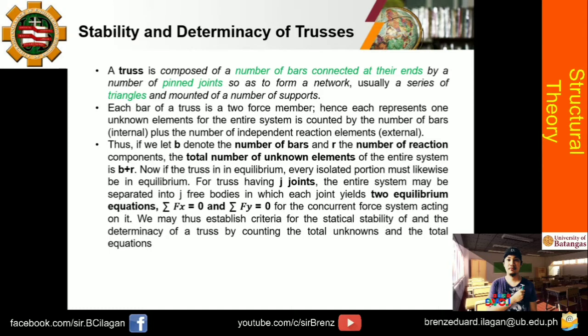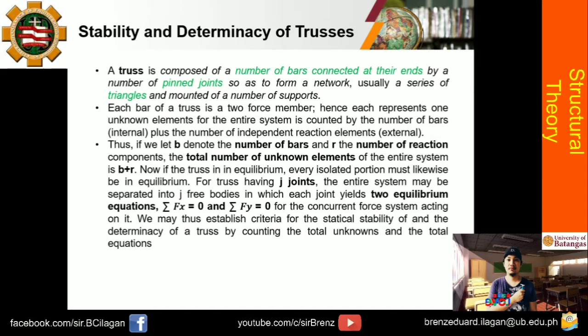So again, sabi, a truss is just bars which is connected at their ends by a pinned joint, and usually in the form of a triangle. So each bar of a truss is a two-force member, hence each represents one unknown element for the entire system. Is counted by the number of bars plus the number of independent reaction elements. And thus, if we let B denote the number of bars, and then R, which is the number of reaction components, so the total number of elements of the entire system is B plus R.